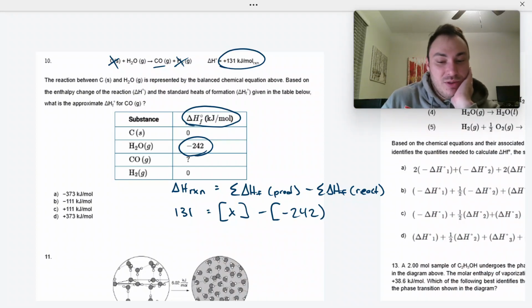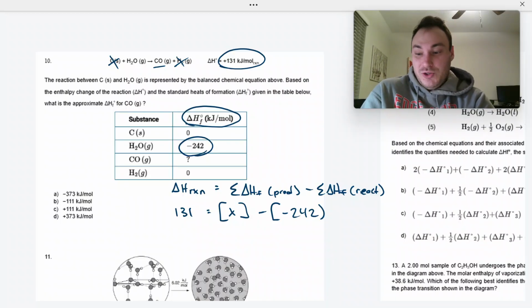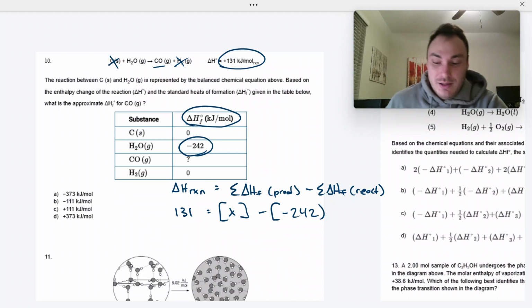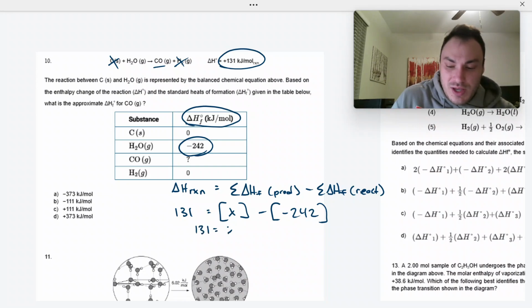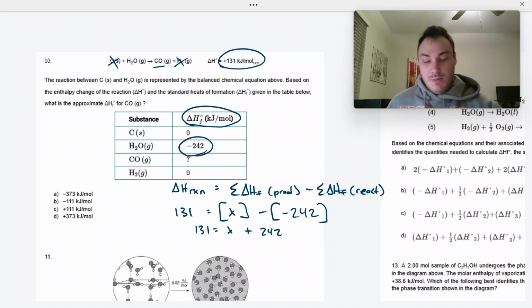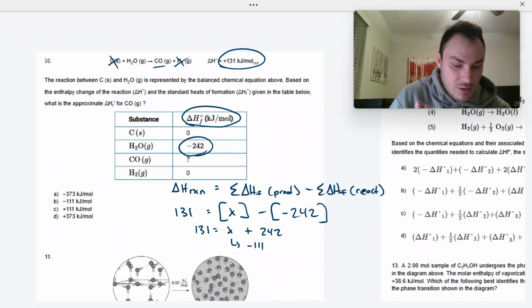If you did not remember that enthalpy of formation of elements in their standard state, in their natural state, is 0, this question was nice enough to give you that. The question doesn't have to give you that. You should know that. All right, so 131 equals X minus a negative, which is positive 242. So 131 minus 242 is what X is going to be. And we get negative 111, which is B.